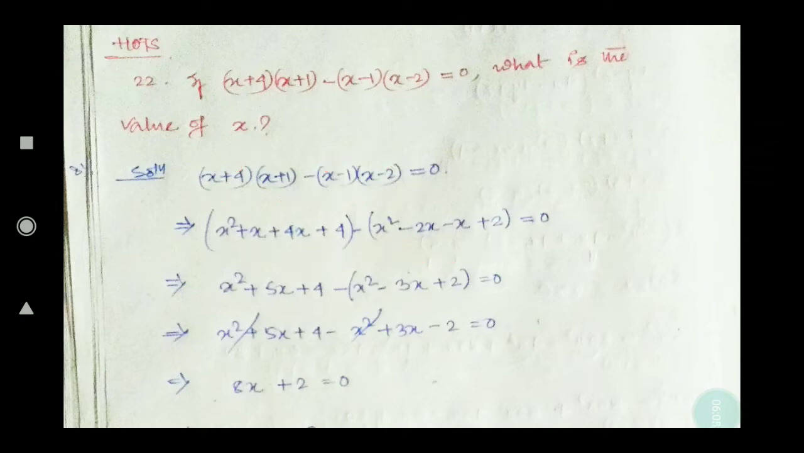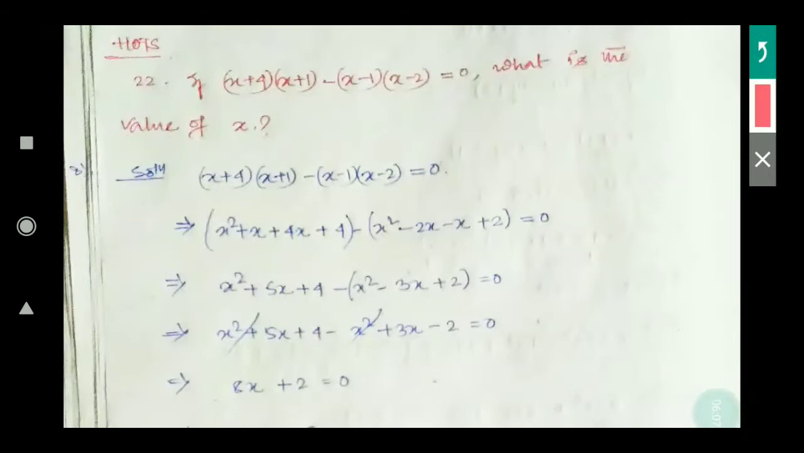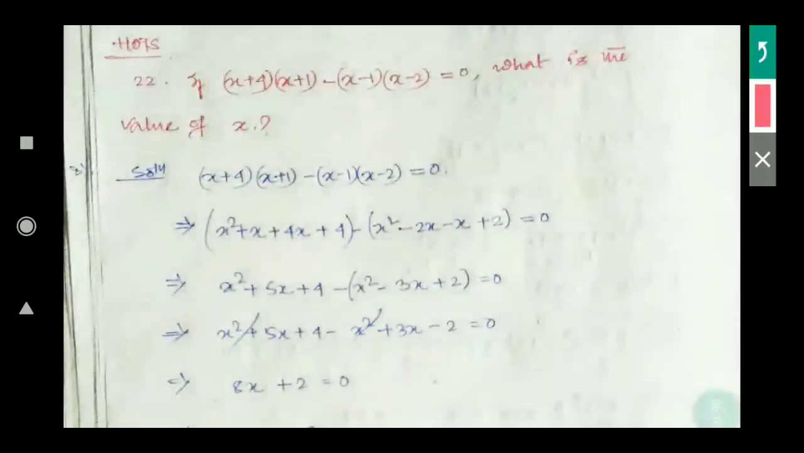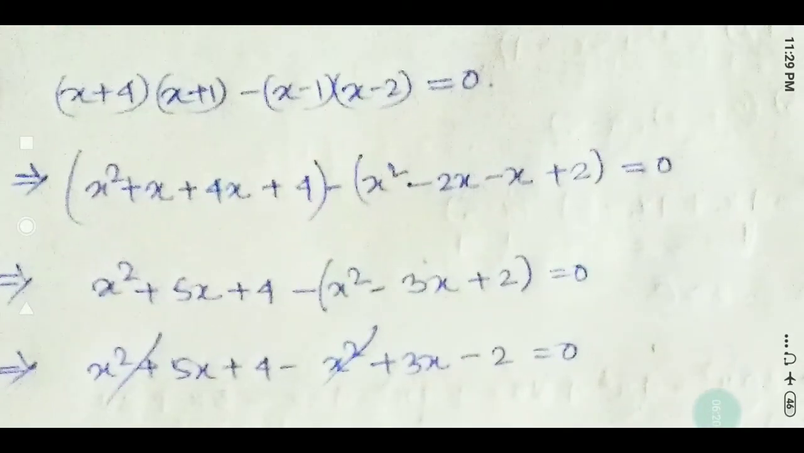Okay, now check for like terms and unlike terms, and split the bracket. Now here, x square, 5x plus 4, x square, 3x plus 2. Okay, simplification done. Now split the bracket. So if you split the bracket, check here.